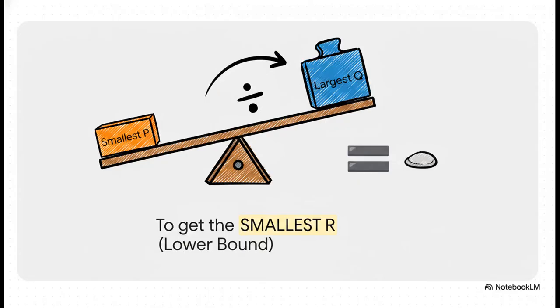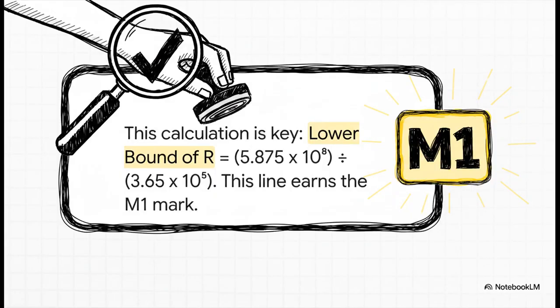I'm going to say it again because it's that important. To get the smallest possible answer from a division, you take the smallest number on top and divide it by the biggest number on the bottom. Smallest p, largest q. Got it? Good. And this right here, this is the line of work that makes the examiner nod and give you that method mark. We've taken our lower bound for p, our upper bound for q, and plugged them straight into the formula. Perfect. That's your M1 locked in.